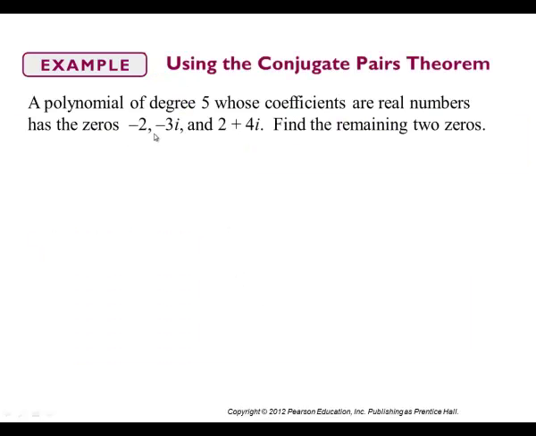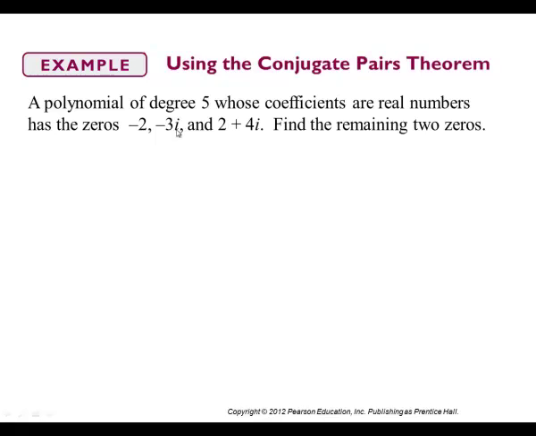Okay, here's a real zero, negative 2. But we also have an imaginary, negative 3i, and here we have a complex number. Complex meaning with real and imaginary together as one number. Find the remaining two zeros.